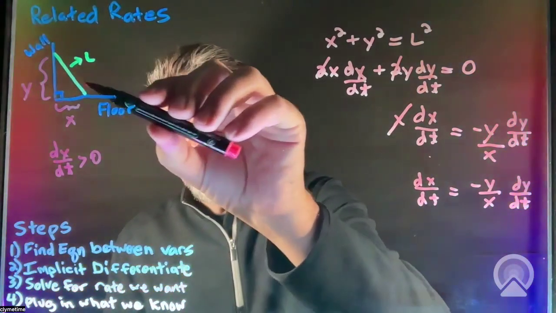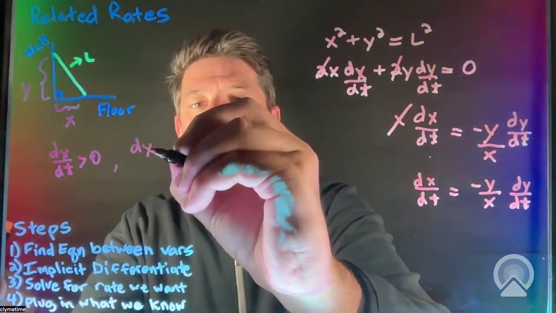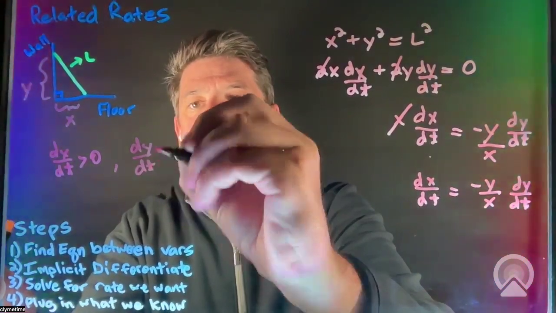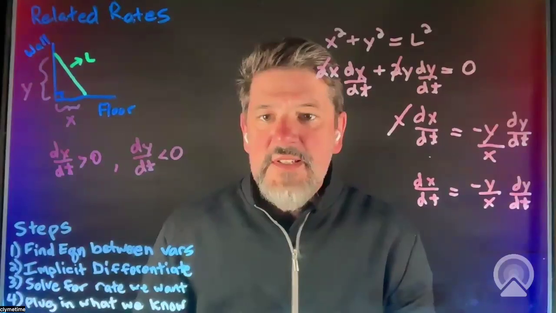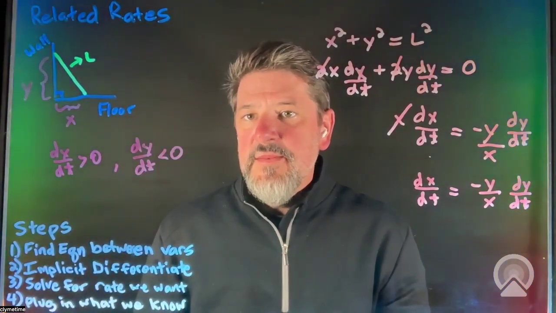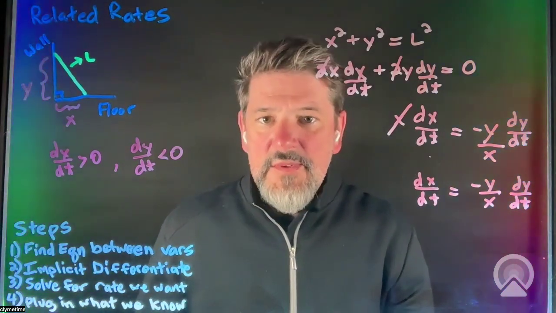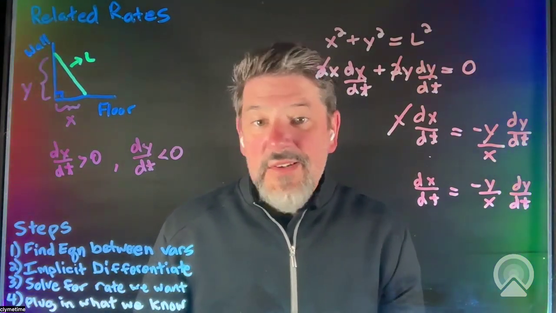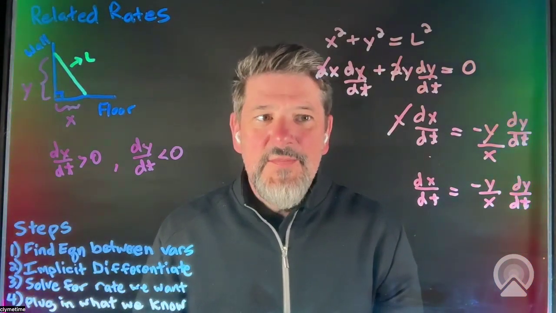y, on the other hand, is getting smaller with respect to time. So I'm going to write that in. dy over dt must be getting smaller because it's slipping, it's falling to the ground. So therefore, it is less than 0. So dy over dt is getting smaller with respect to time, and dx over dt is getting bigger with respect to time. So that is the constraint of this problem. It's just how ladders work when they fall. It's a constraint of physics and physical objects.